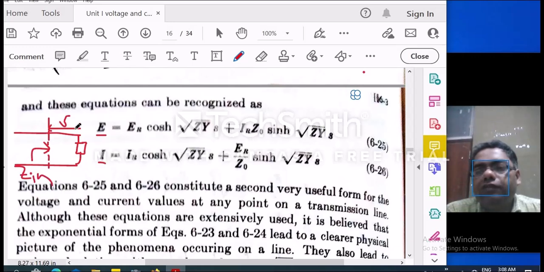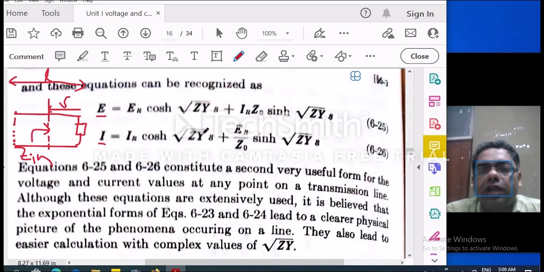Now, if the distance is the total length of the transmission line, suppose the total length is L, then if I put s equal to L, I will get the input impedance at the source end, because this is the end of the transmission line. Here the transmission line is coming to an end, and here I am having a source. So at the source end, that is ZS.